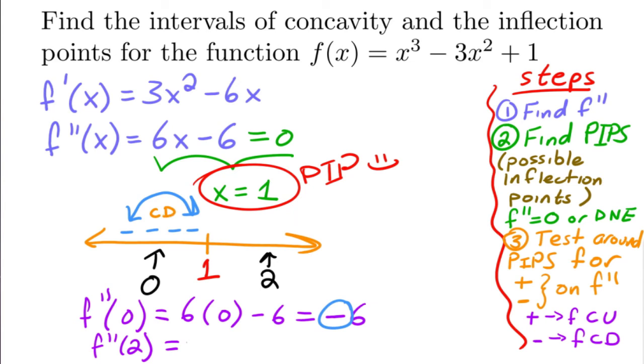Okay, and then the next one, if I plug in 2, I get 6 times 2 minus 6, which is equal to positive 6, which means that this is going to be concave up. And you can write CU if you want.